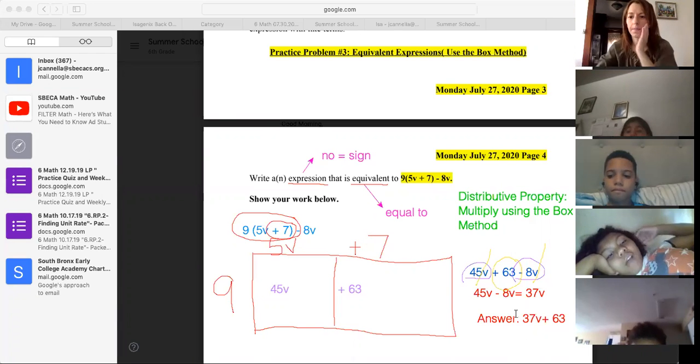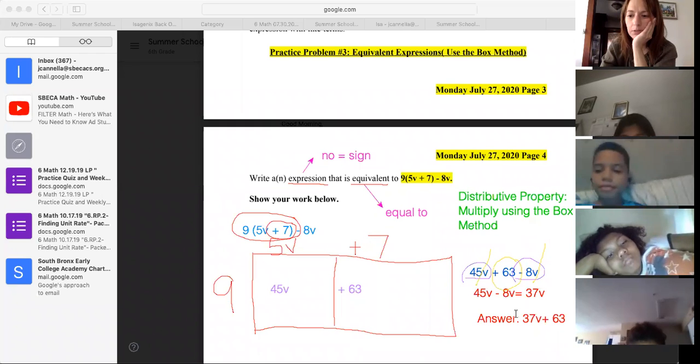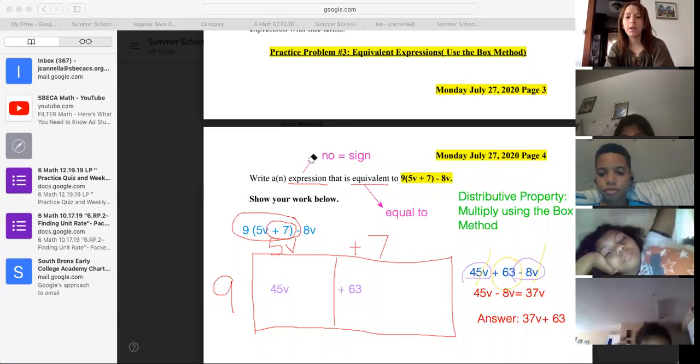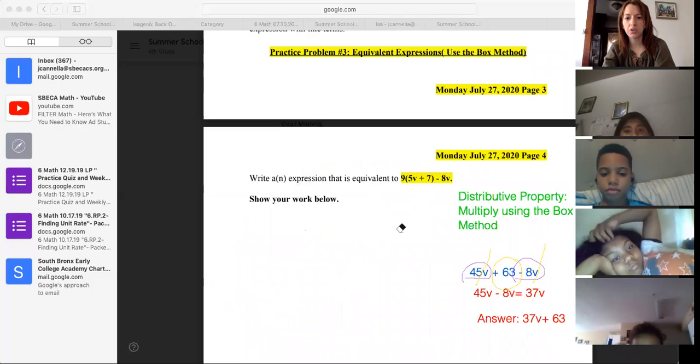Miss Canella, yes. Can I do 5? Sure, just give us a moment. Set it up on your paper. All right, Leilani? All right, guys, I'm gonna erase it now. Remember, expressions have no equal sign. As you can see, it just has terms and operations. There are no equal signs. Equations have equal signs, expressions do not.